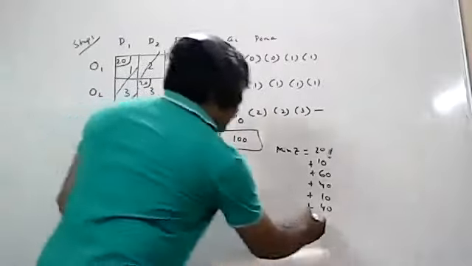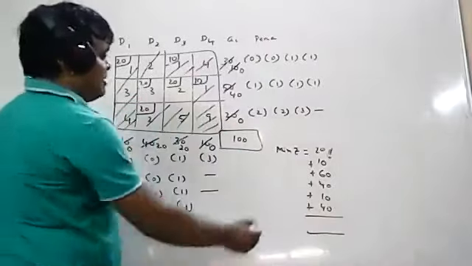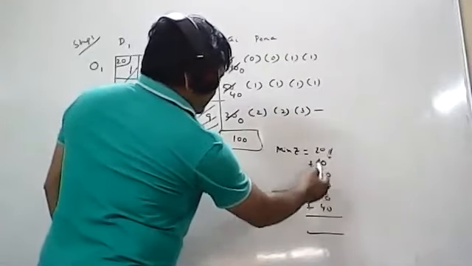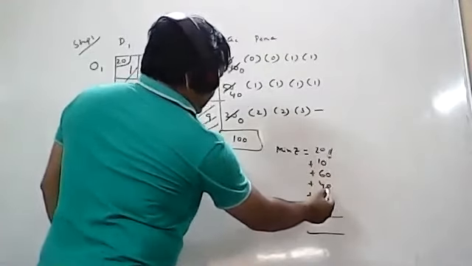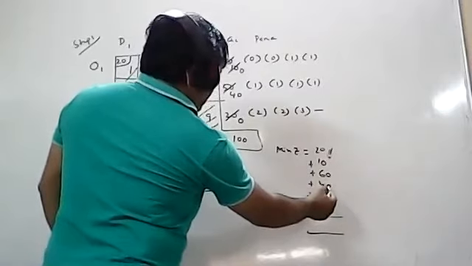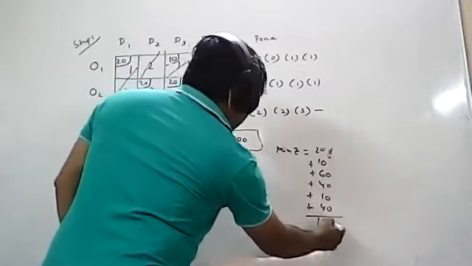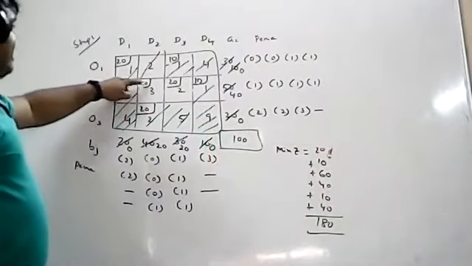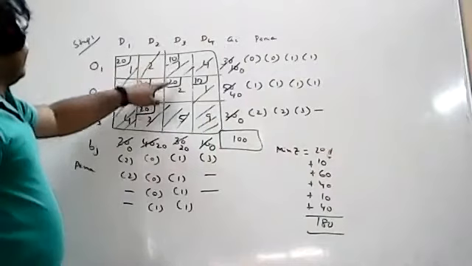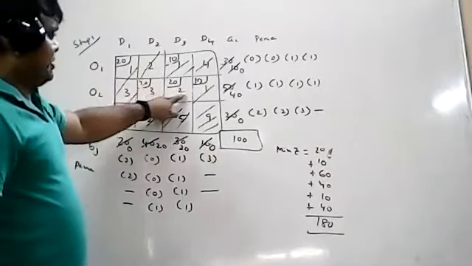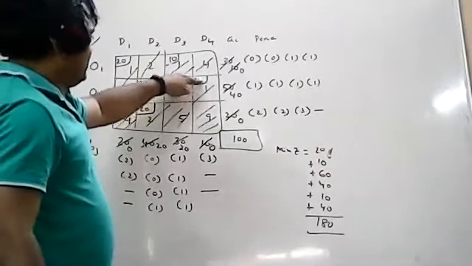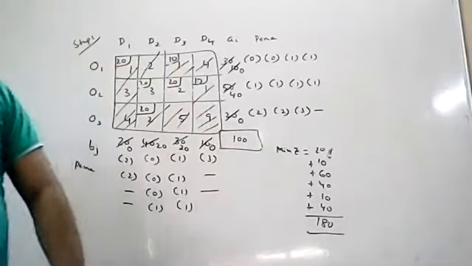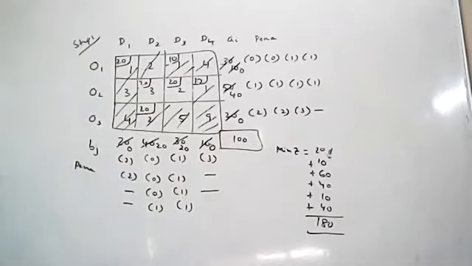I think it is finished. Just take the total. You will get the minimum Z by using the VAM method. So 30, 90, 90 plus 40, 130, 170, 180 you are getting. 1 into 20, 20, 1 into 10, 10, 3 into 20, 60, 2 into 20, 40, 1 into 10 is 10 and 40. So 180 you got.